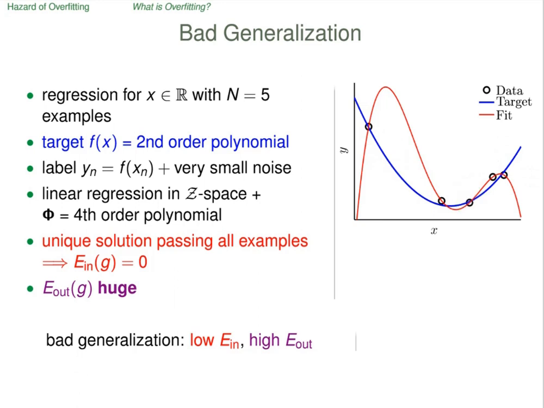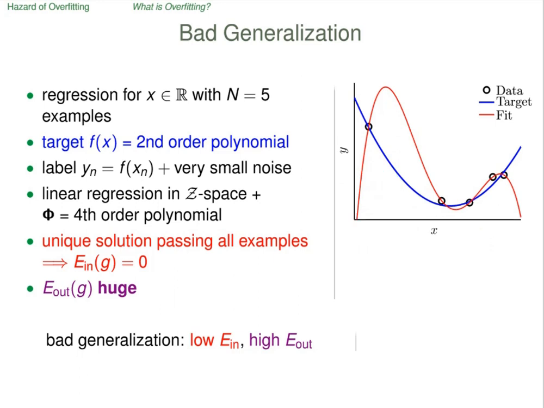Let's define bad generalization. Bad generalization is a case where the model achieves very low in sample error. In our case, the fourth order polynomial perfectly fits all the points. However, if you take this fourth order polynomial and test it on left out examples, then the performance will be very bad. In other words, out of sample error will be high. We can say the model cannot generalize to unseen examples well, even though its performance was perfect on the given training examples.